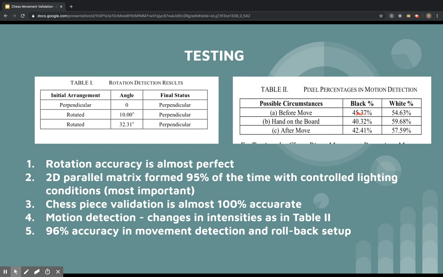Before there was a hand, there was a certain number of white pixels. During the move of the hand, there's a different number of white pixels. The number of black pixels actually goes down, and the number of white pixels goes up, and that's how the motion detection is essentially detected. And also, given the right light conditions, there was 96% accuracy in movement detection and rollback setup. Rollback is essentially when a movement occurs on the chessboard and the movement itself is invalid. The program rolls back and suggests the chessboard also to roll back.